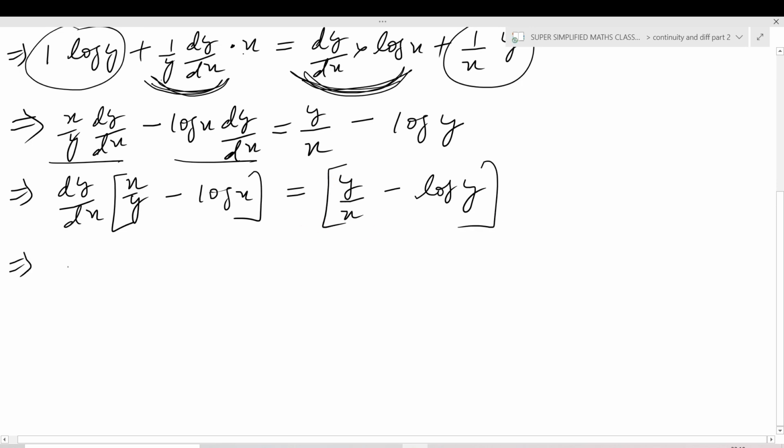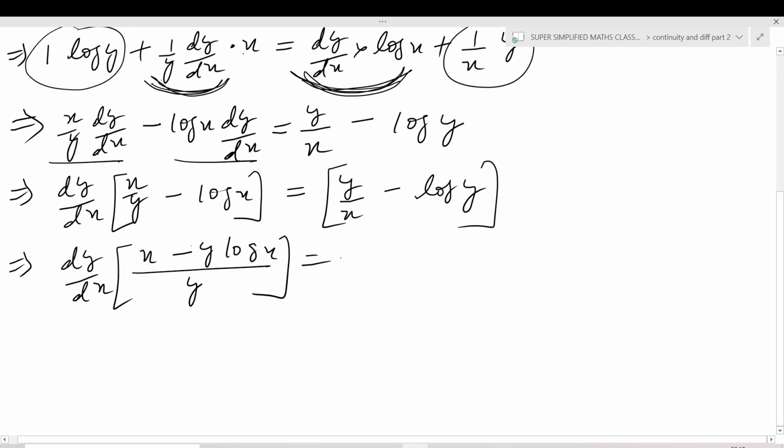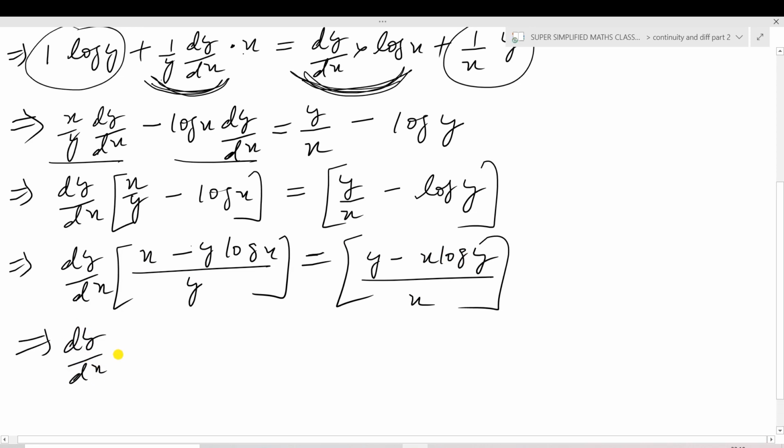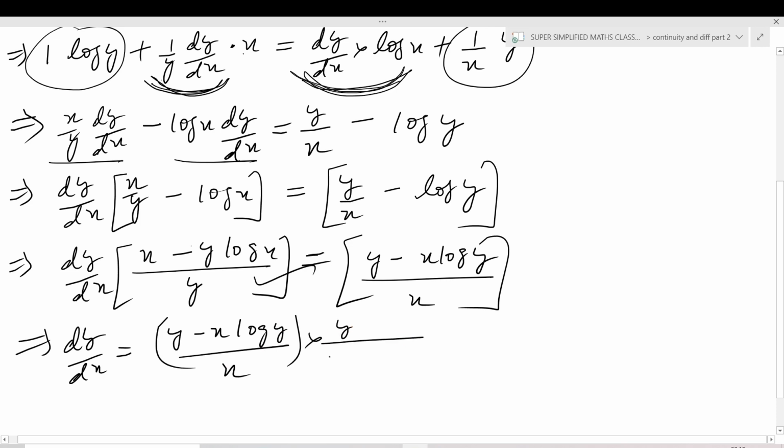So I will be having dy/dx into, LCM is y, x minus y log x, and I take the LCM of the second bracket also on the right hand side, which is x. So I get y minus x log y, and finally I write the value of dy/dx, which will be (y minus x log y) upon x, and I divide it by this expression, so it becomes y upon (x minus y log x). So this is your answer.